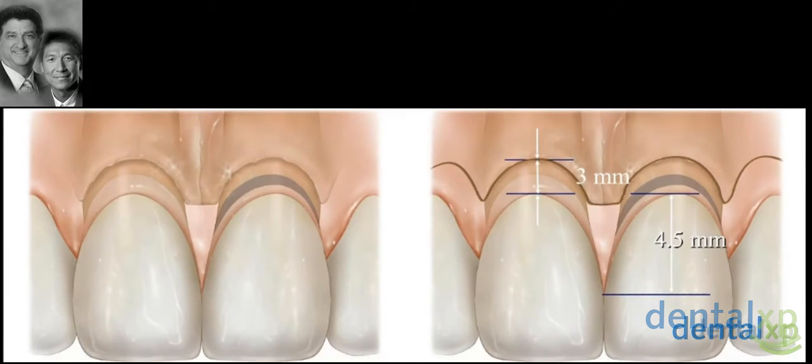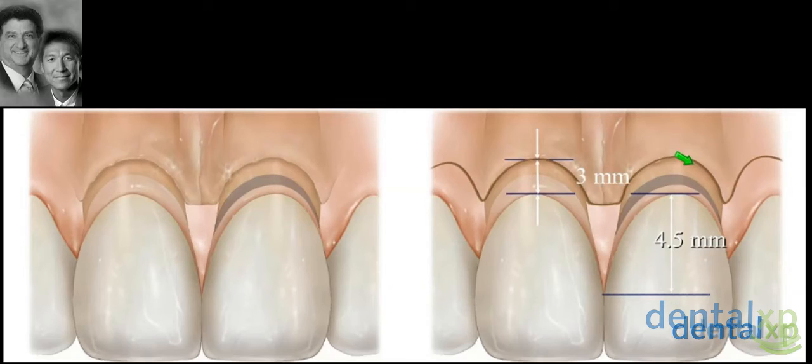So you take a look at the average scallop that's present. As I said to you before, the average scallop between the mid-height of the tissue of a central and the papilla height is 4.5 millimeters. Now the central incisor also has a scallop of the bone. The bone is about a 3 millimeter scallop. Between 2 and 4 is average. And we've learned that from Ochsenbein and Olsson and others.